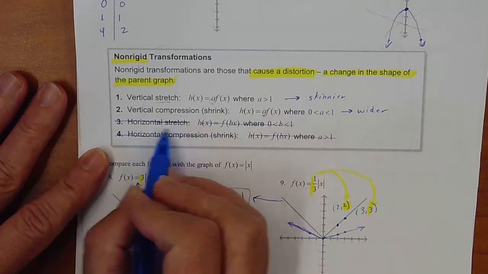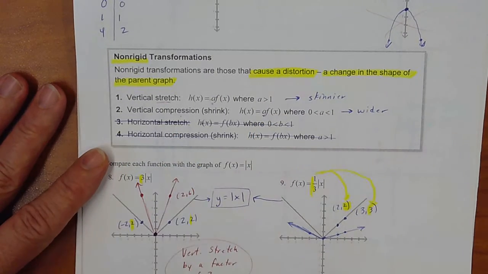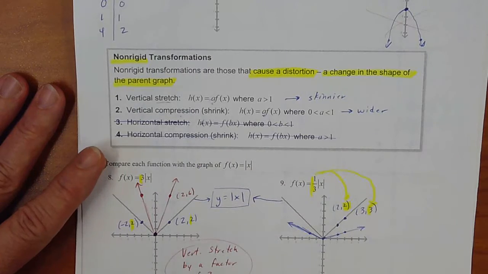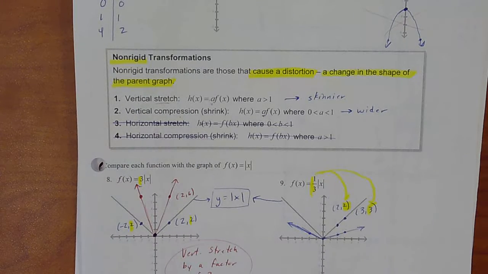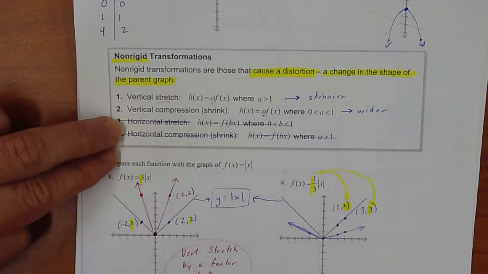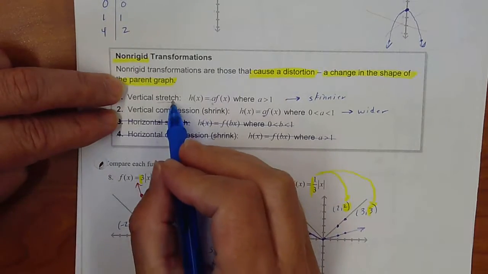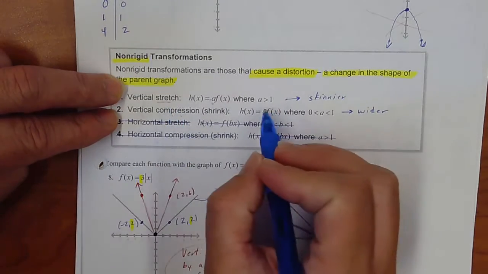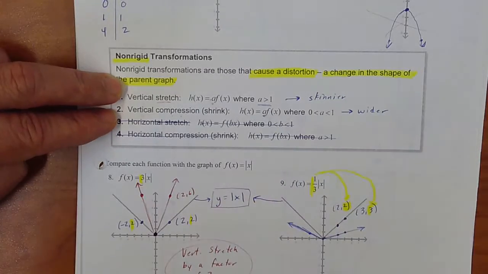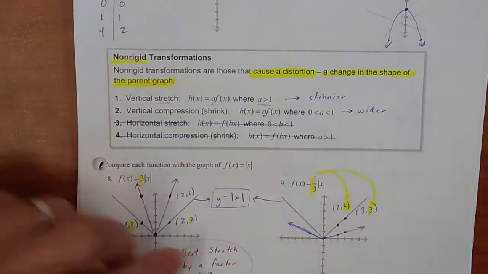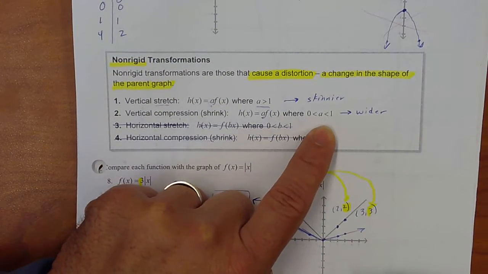Okay, you don't have to worry about the horizontal stretch or compression. That's going to come up more so in our trig units in chapter 4. So we're going to hold off on that for now, okay? So we just have to focus on the vertical stretch and compression. And when a is greater than 1, it makes it skinnier. When it's between 0 and 1, it makes it wider.